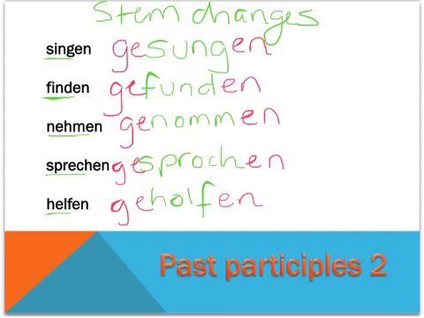One of the best ways of learning these things is to chant them. And I know that sounds a bit weird and people will think you're nuts, but it does work. So just one after the other. Singen, gesungen, finden, gefunden, nehmen, genommen, sprechen, gesprochen, helfen, geholfen, and so on. You could put a beat to it, get creative, but that's really the best way to learn them.